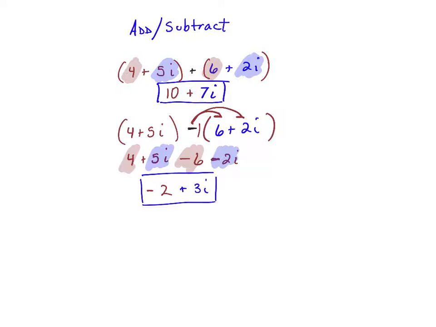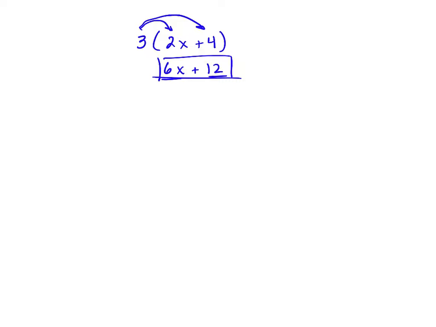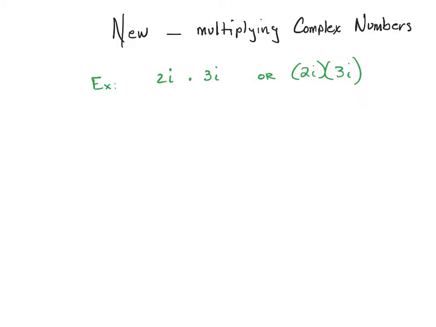Today all we're doing is multiplying. Now, the nice thing about multiplying is that we can always do it. I just want to remind you, if I had 3 times 2x plus 4, I have to distribute that 3. And I get 3 times 2, 6x, and 3 times 4, 12. And I stop because these are not like terms. I cannot combine those. And so we do the same thing with complex numbers.